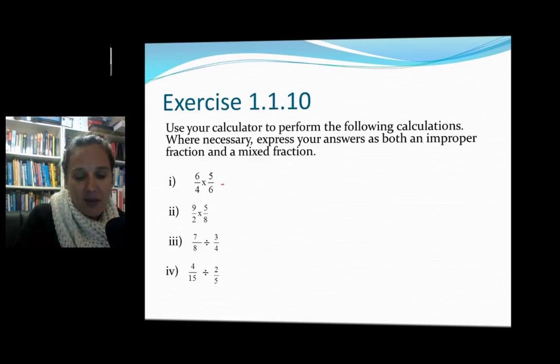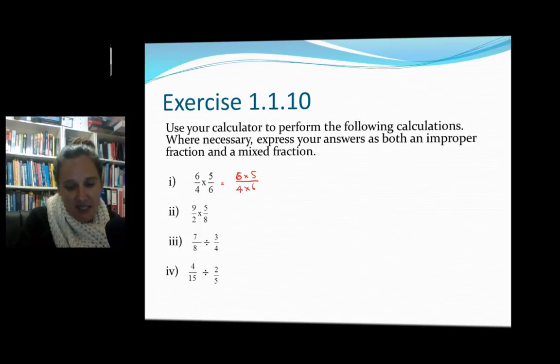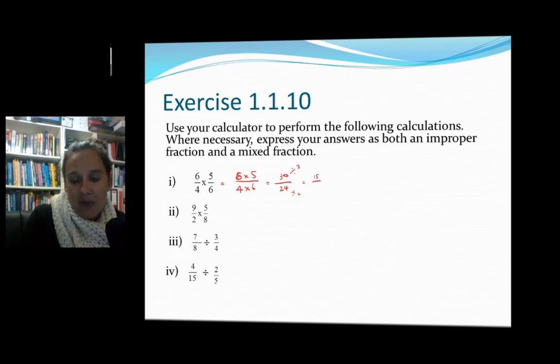Okay, so here we have 6 over 4 multiplied by 5 over 6. So we can have 6 multiplied by 5 divided by 4 multiplied by 6. And we see we have a 6 at the top and a 6 at the bottom. We could continue this through. 6 times 5 is 30, and 4 times 6 is 24. Then we can say these are both even, we divide by 2, and we can simplify. So what have we got? 15 over 12. These both divide by 3. Divide by 3, we get 5 and 4, or 1 1/4.